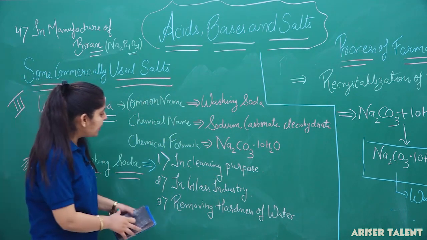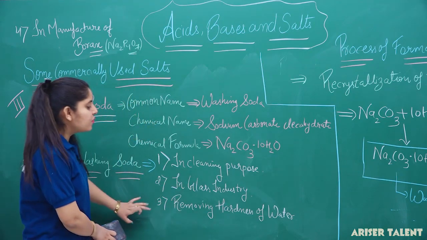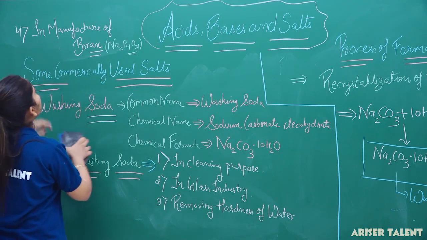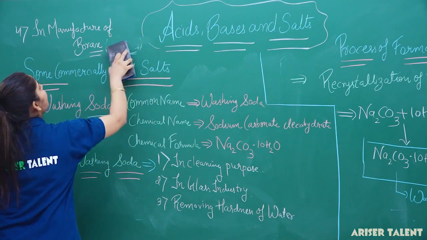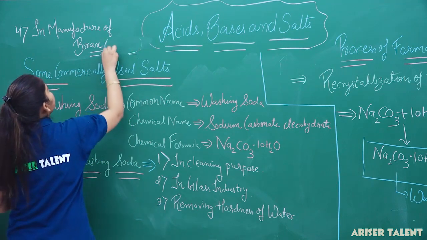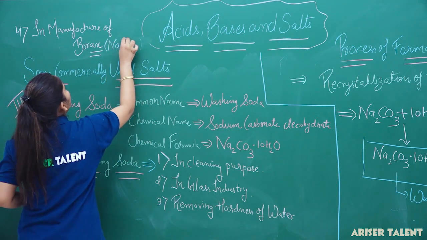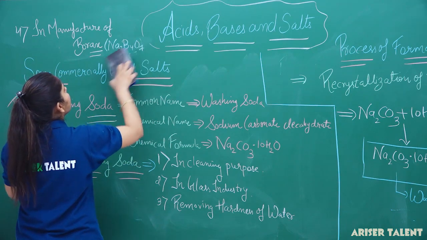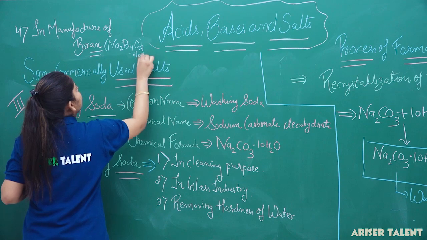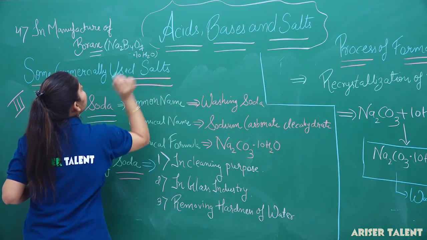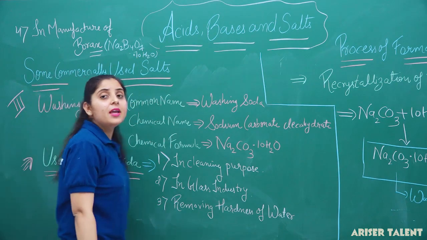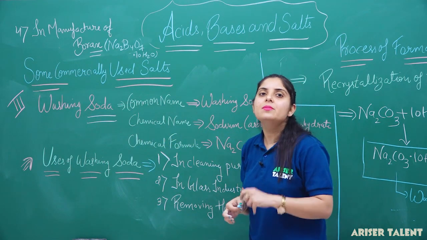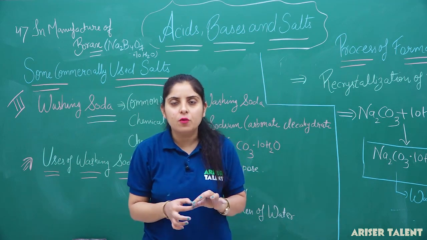Firstly, we have used it in the cleaning purposes. Second, in the glass industry. Third will be removing the hardness of the water. Now we have the fourth use, that is of the borax. Borax is having a general formula, that is Na2B4O7.10H2O. So in this way, washing soda is basically used to remove the hardness of the water, and sometimes it is also used for controlling the pH of the water.